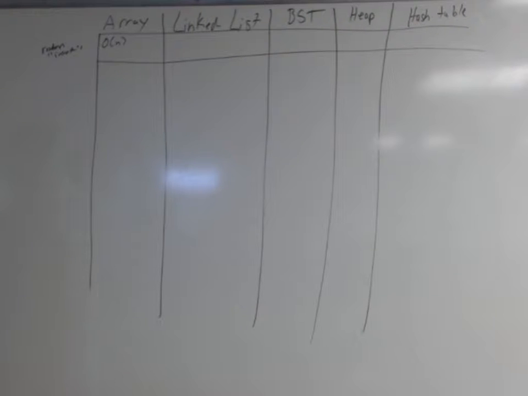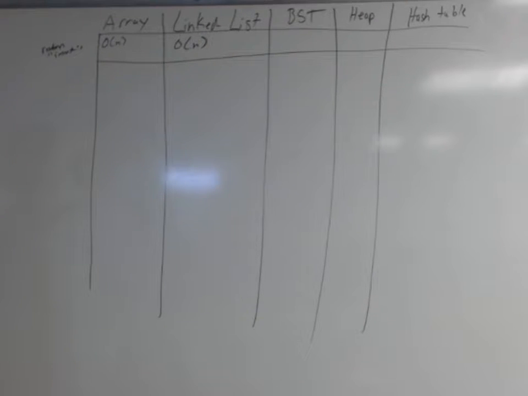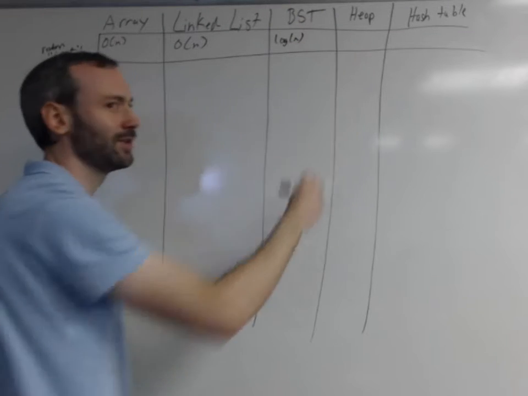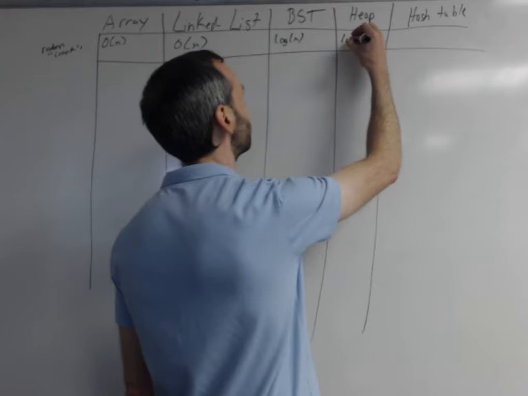How about a linked list? It's O of 1 to add it once you have found the location, but to find the location is O of n. Binary search tree: log n. There's usually one answer with a binary search tree: log n, because you just go down the tree until you find the location, and then you just put it there. All right, heap: log n. You add it to the end of the array, and then you sift up, which could take log n.